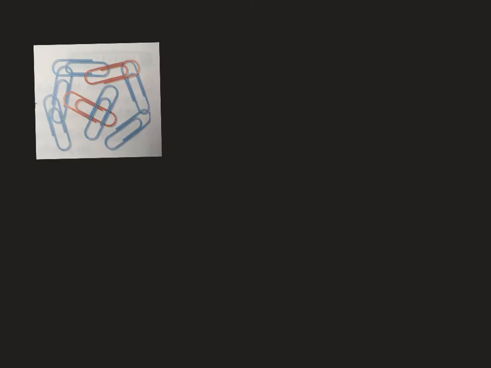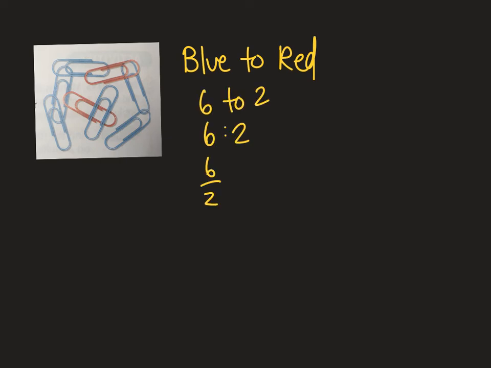All right, I've got some paper clips here. Let's do blue to red paper clips. Tell me the 3 ways to write it. Push pause and then push play and see if you're right. All right, did you put 6 to 2, 6 to 2, 6 to 2? If you did, you are kind of actually wrong, because just like in fractions, 3 to 1 is so much better than 6 to 2. 3 to 1.